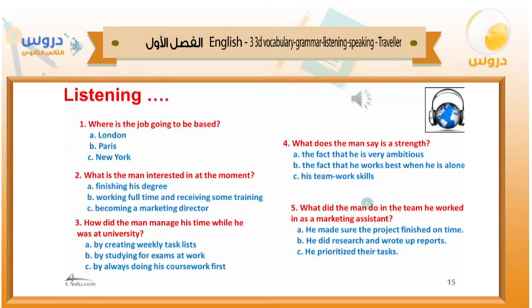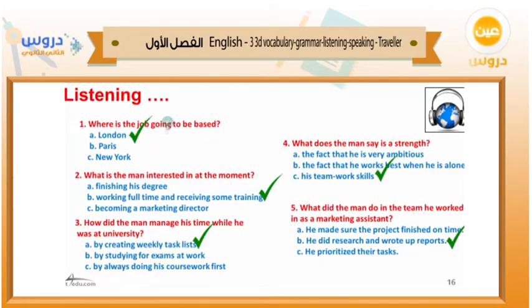And number 5, what did the man do in the team he worked in as a marketing assistant? What did he used to do when he was a marketing assistant? He made sure the project finished on time. He did the research and wrote up reports, or he prioritized their tasks. So let's guess and display the answers.